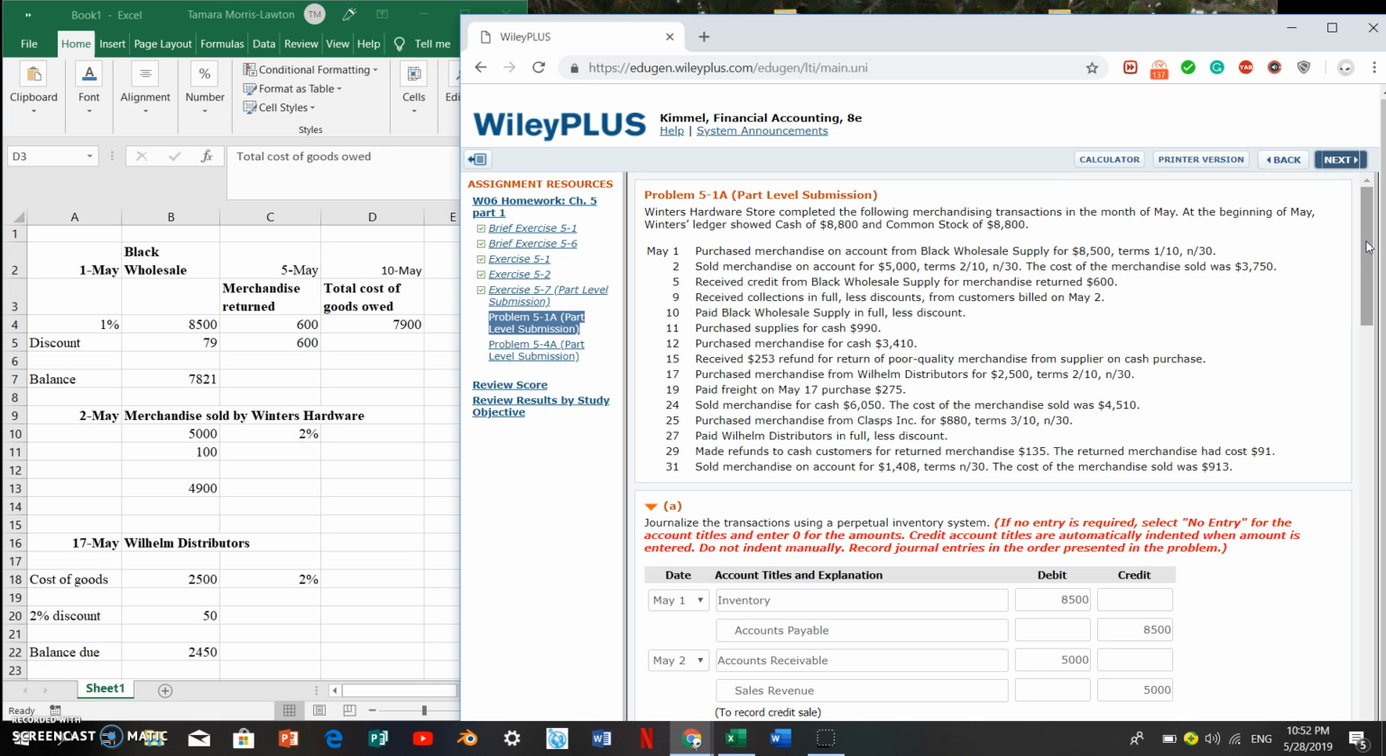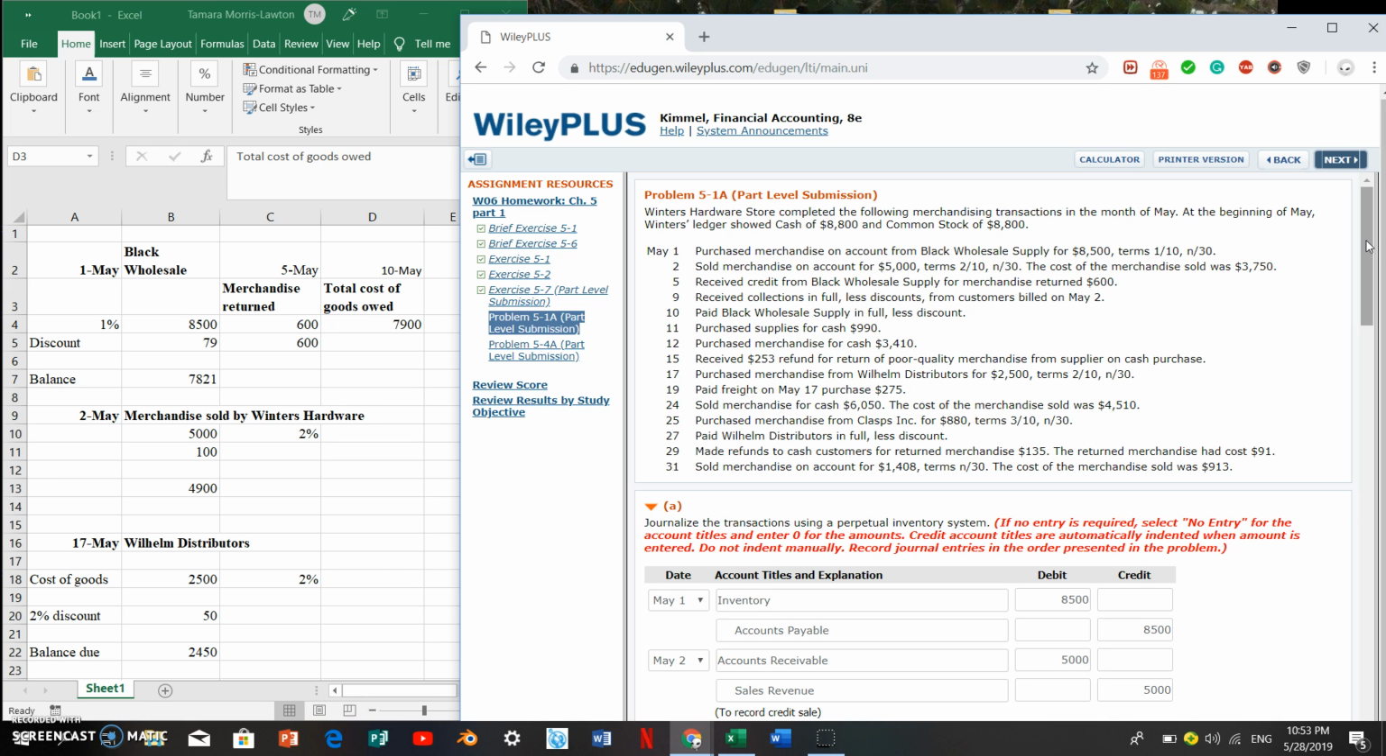I will begin by looking at the question. Winter's Hardware Store completed the following merchandising transactions in the month of May. I will be doing the first part, which asks to journalize the transactions using a perpetual inventory system. Remember that the perpetual inventory system is where a company records inventories as they purchase or sell them so that they are able to track their inventories on a daily basis, while the periodic system means that they would look at it at the end of each month.